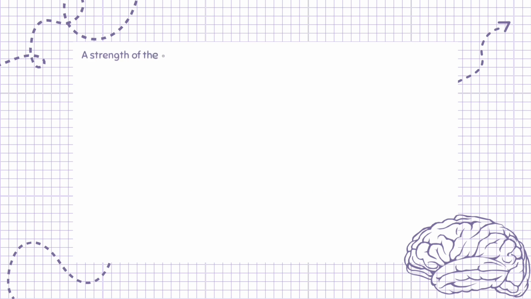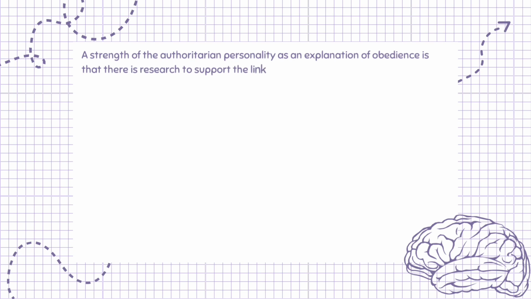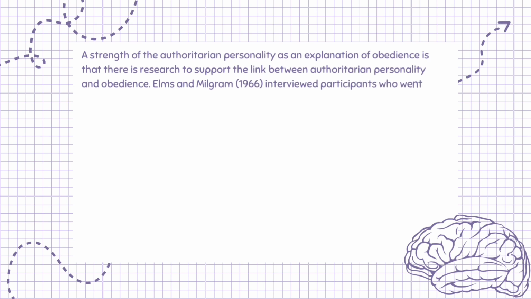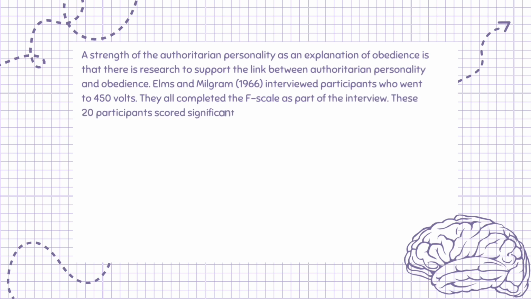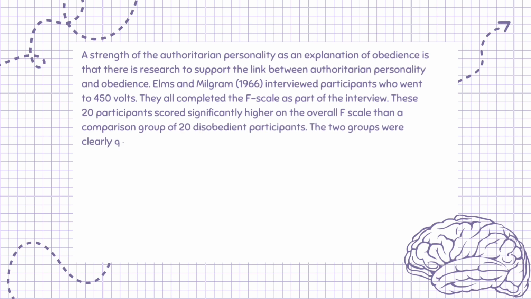A strength of the authoritarian personality as an explanation of obedience is that there is research to support the link between authoritarian personality and obedience. Elms and Milgram, 1966, interviewed participants who went all the way to 450 volts. They all completed the F scale as part of the interview. These 20 participants scored significantly higher on the overall F scale than a comparison group of 20 disobedient participants. The two groups were clearly quite different in terms of authoritarianism.